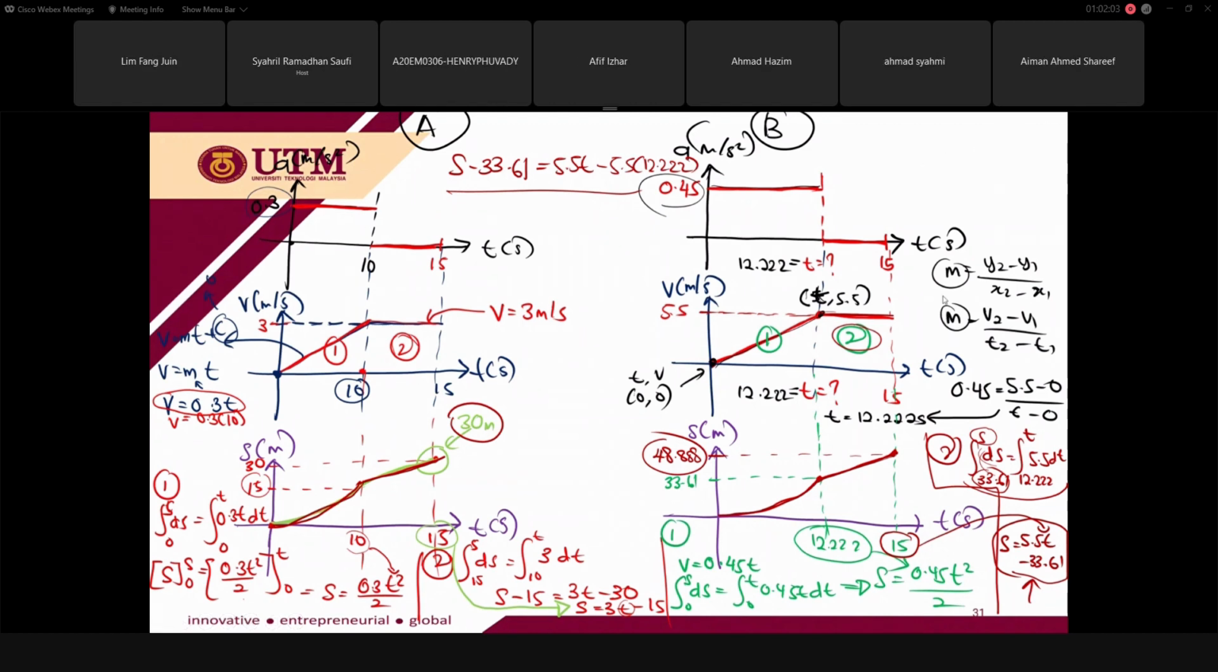Sir, can I use the area under the graph to calculate the distance? Yes, you can use the area under the VT graph. Usually under the VT graph you get displacement, and then the difference between displacement of swimmer A and swimmer B will give you the difference in distance between swimmer A and swimmer B.